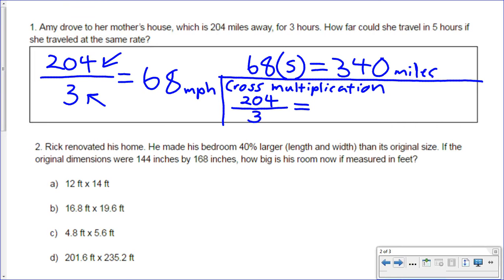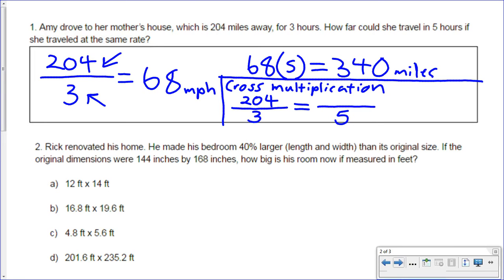So we know that she's traveling at the same rate. What that tells us is whatever proportion of miles traveled to hours spent traveling is going to be the same. And we know fractions can look different, but they can be the same number. So they've given us the 204 to 3. They gave us some more information though. They gave us 5. That's what they want to know.